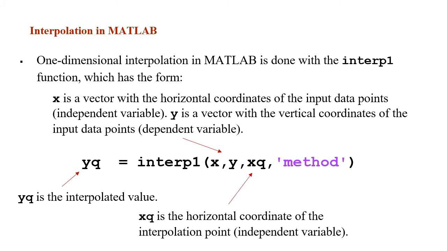And x query or xq is going to be the horizontal coordinate of the interpolation point, which is the independent variable. So if you're interested in finding the corresponding yq of xq, of the given xq, then you'll use this form. And finally, the last input you need to pass is the method of interpolation. By default, MATLAB assumes linear method. So if you do not put the last argument here, MATLAB is going to assume you want to do linear interpolation.